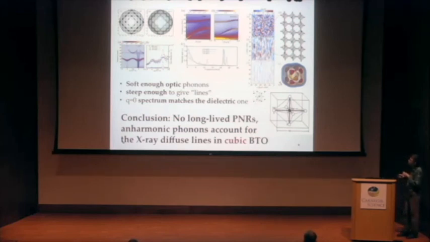So the conclusion is that they are soft enough optic phonons, steep enough to give lines, the Q spectrum matches the electric one, and the conclusion is there are no long-lived PNRs in cubic barium titanate. I mean the one which is the homogeneous bulk without defects. And so basically it is a displacive material with a displacive cubic phase.